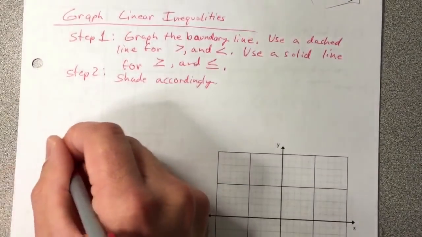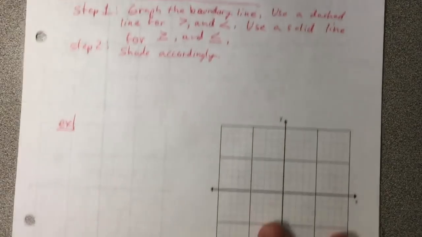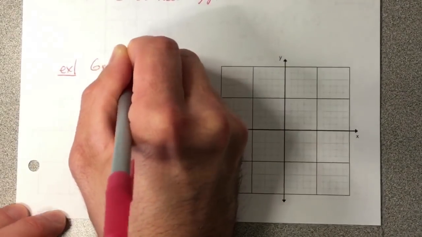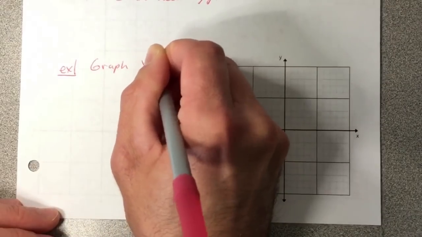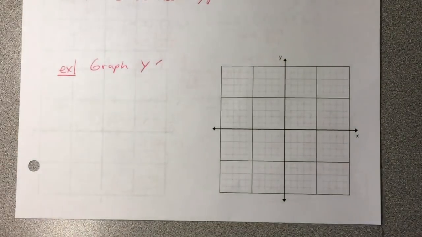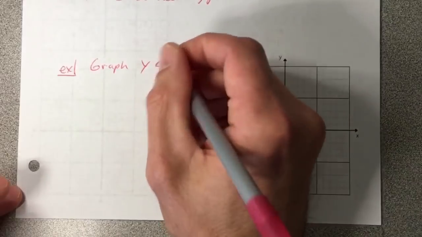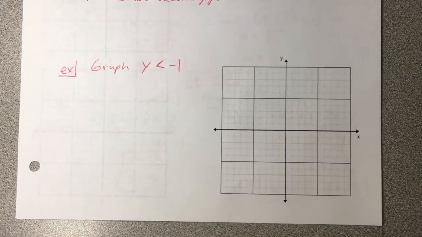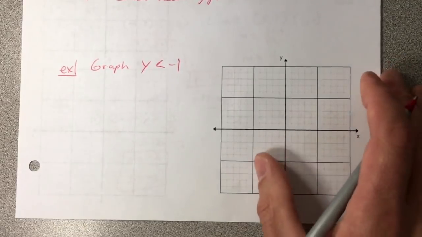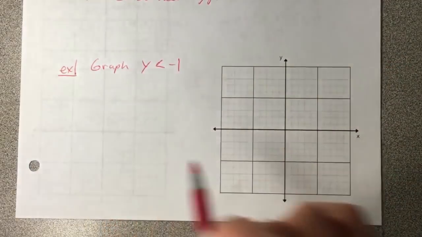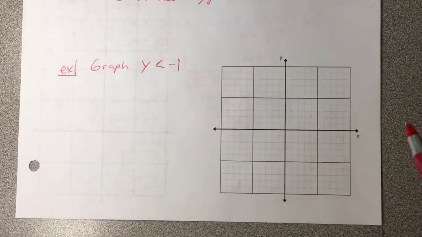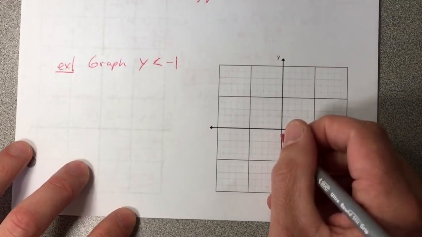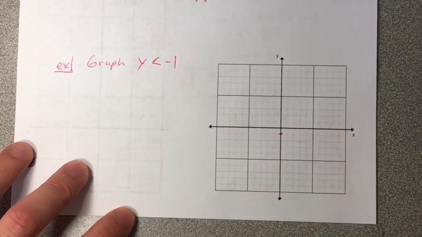Let's start out with this example down here. Let's graph y is less than -1. And I'm hoping it's still fresh in your mind that if there's a y and no x, this is going to be a horizontal line. So we're going to draw a horizontal line through y is -1.